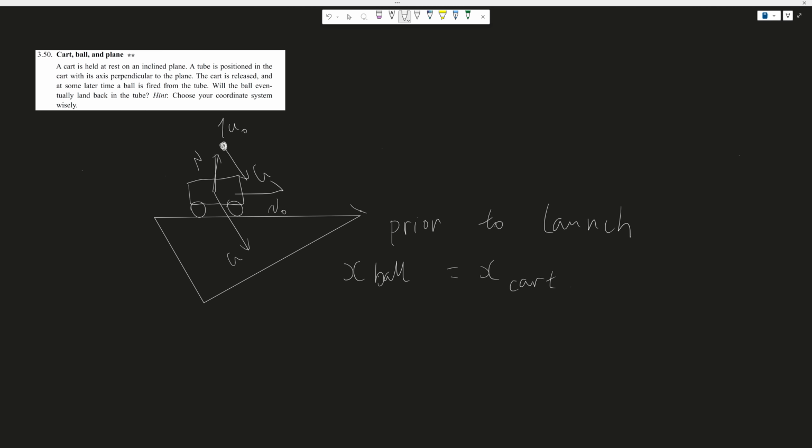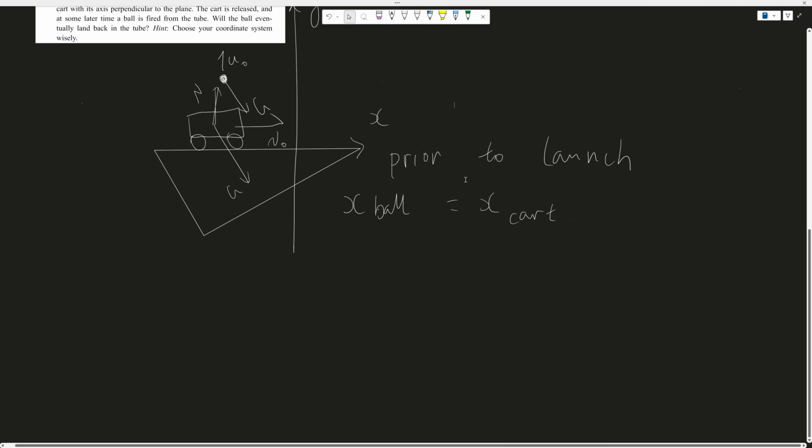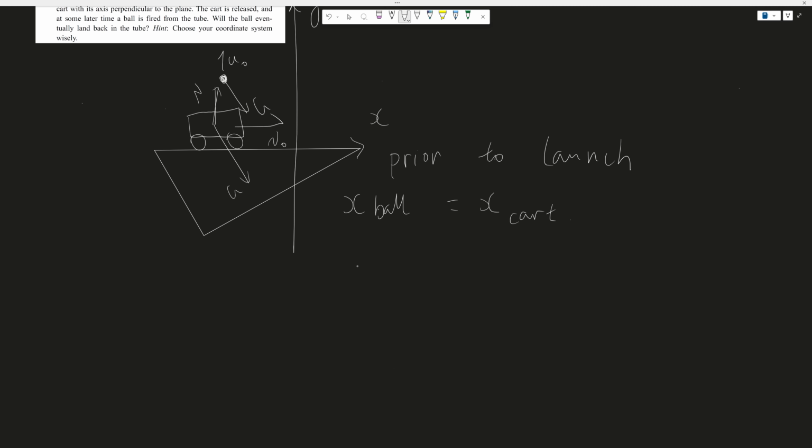Just as a reminder, now this is our new x axis, and this is our y axis. Keep in mind that this x and y isn't really the x and y in this frame. It will look like this, but then we're just using this and that as the xy axes. So x ball equals x cart all the time prior to launch, because the ball is in the tube and the tube is on the cart. And so that is true. And then what else do we know? We know that their velocity is the same too prior to launch, because again, the cart is carrying the ball, and the ball is not moving within the cart.